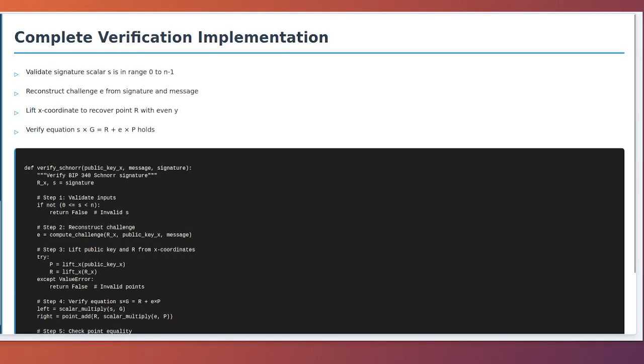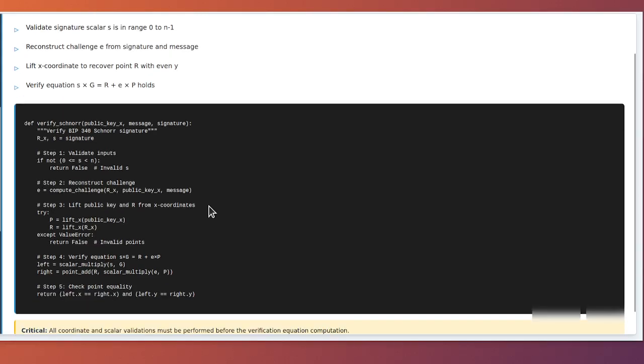Implementing complete verification. The verification function is the counterpart to signing and allows anyone with the public key to validate that a signature is authentic. The verifier receives the public key as an x-coordinate representing a point with even y-coordinate, the message as a byte string, and the signature as 64 bytes consisting of R_x and s. The verification function needs to reconstruct the nonce point R, recompute the challenge, and check the verification equation. If all checks pass, the signature is valid. If any check fails, we must reject the signature and return false.